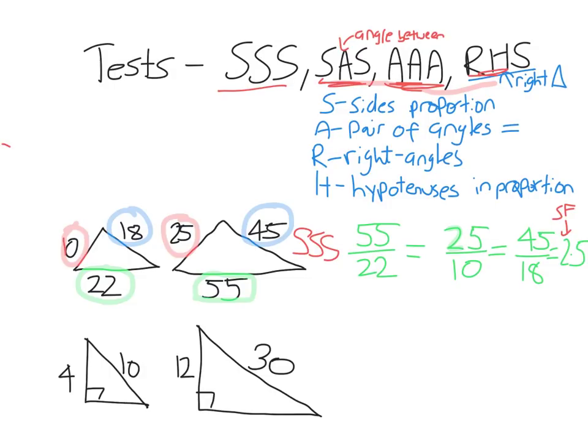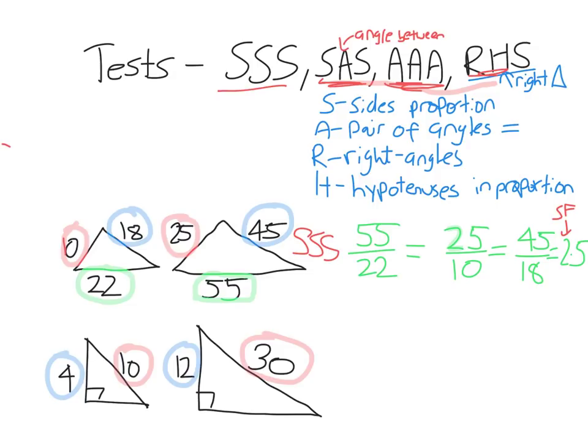So would these 2 triangles here be similar? Let's see if we can use any of the tests. We have a right angle and we have two other sides. So let's see whether those two sides are in proportion. Again, what we want to do is line up the longest side of each triangle, and then we're also going to line up the other side of each triangle.